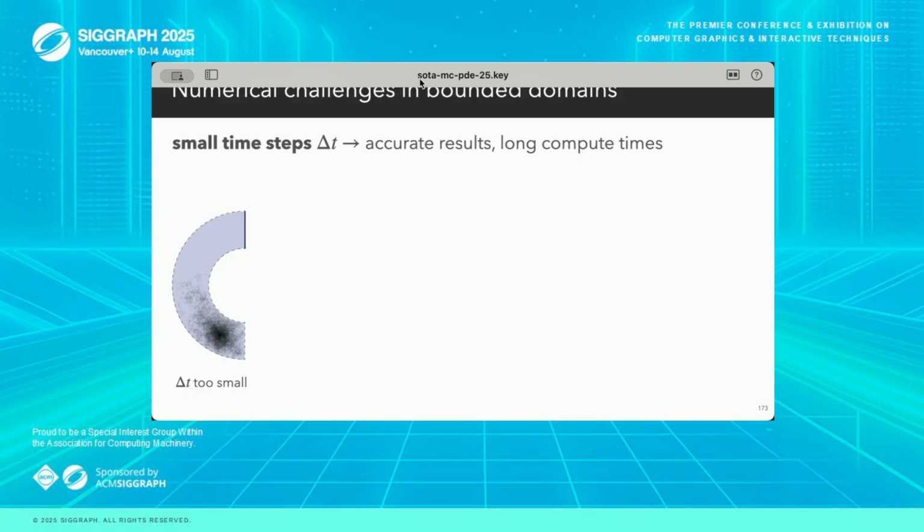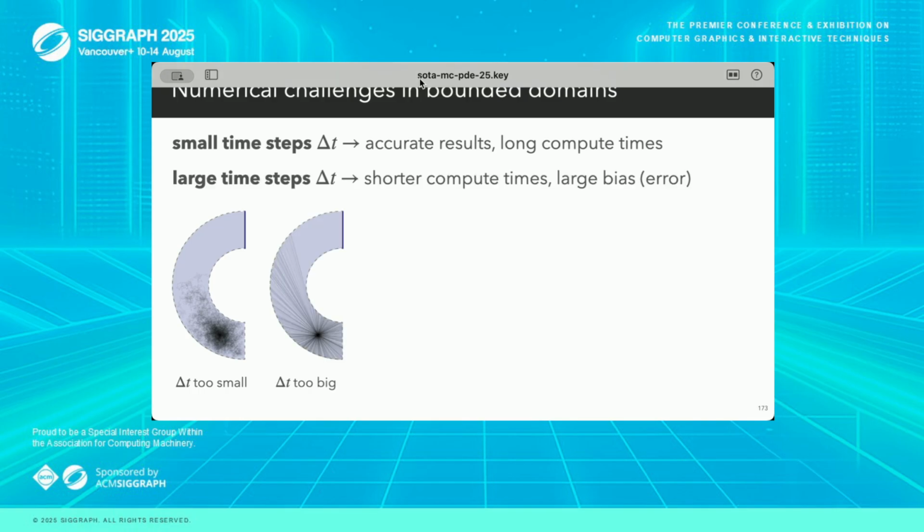So here we face a number of challenges. If we take time steps that are too small, then we can end up simulating Brownian motion accurately, but we get long compute times. If we instead take time steps that are large, then we have shorter compute times, but large bias from discretizing our random walks. And this bias actually accumulates with every step of the random walk, even if we carefully choose our time parameter.